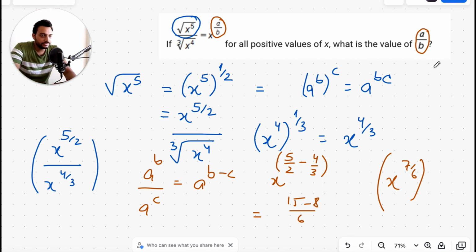This is a gridded question. That is, you'll have to provide your response without options. Okay, let's look at the next question.